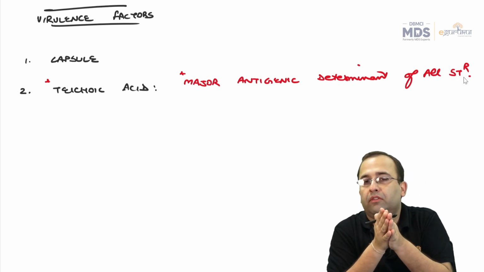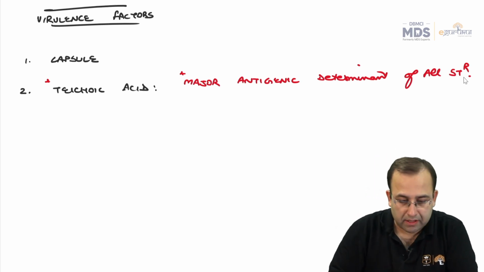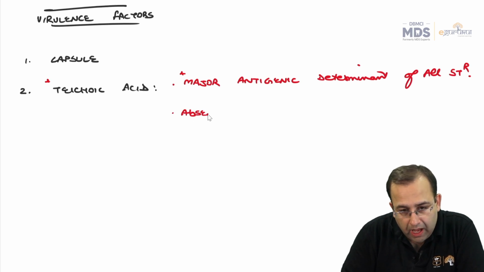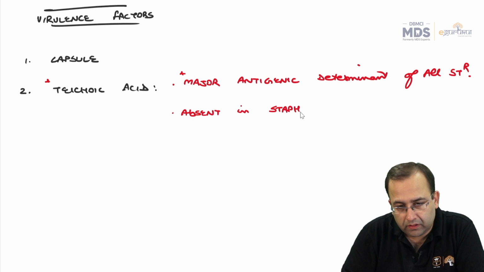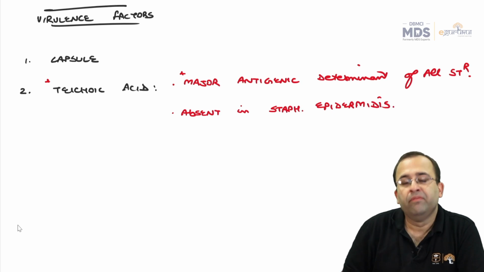For Staphylococcus, the major antigenic determinant is teichoic acid. This teichoic acid is absent in CoNS. Which CoNS? That is Staph epidermidis. It is absent in Staph epidermidis.